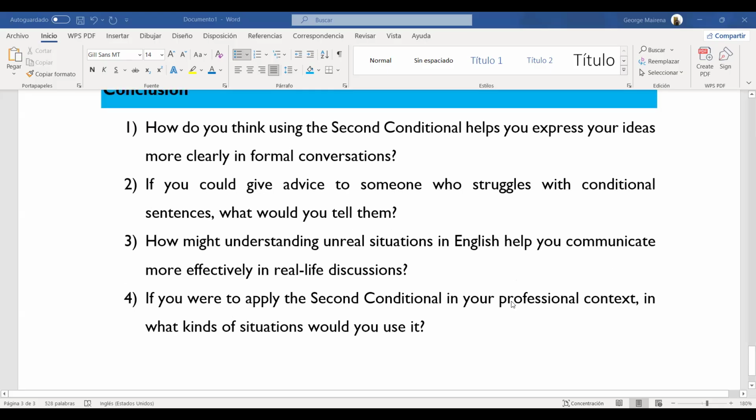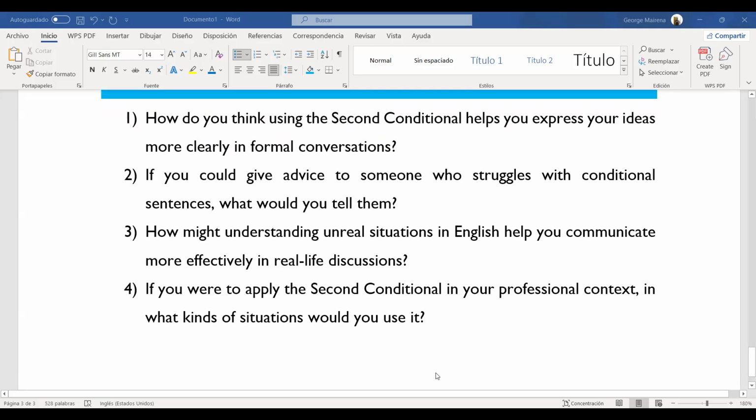Okay, very good. Okay, chicos, pues, Marta, go ahead. If I were to apply the second conditional in my professional context, I would use it to give some advice to my friends. Okay, good. Folks, go ahead. Sorry, I didn't mean to interrupt you. Don't worry. I would use it, as Marta said, to give advice to my colleagues or also to make polite requests. Okay. Muchísimas gracias, Cindy, por participar bastante.